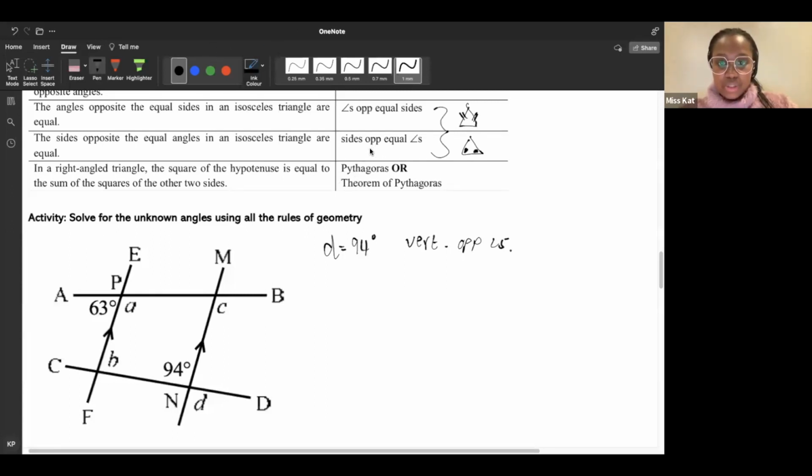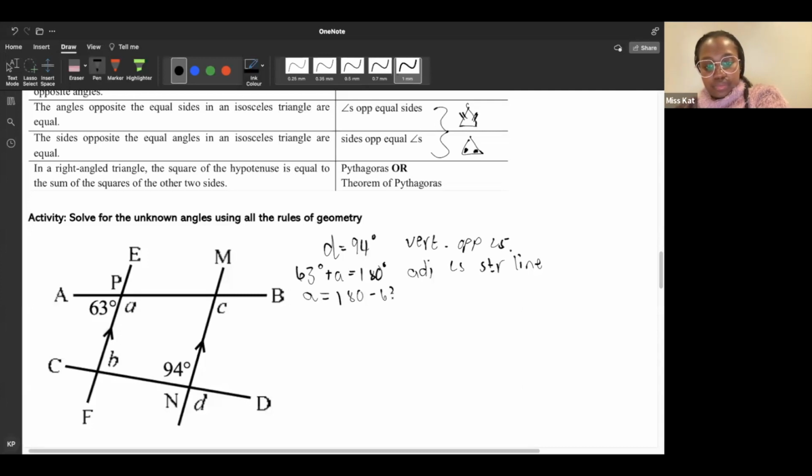Okay. Let's see. Emmanuel's hand is up. Emmanuel. Hi, ma'am. Ma'am, I'd like to do A. Okay, let's do A. So 63 degrees plus A equals 180 degrees. Reason being, adjacent angles on a straight line. Nice. And we're going to say A equals 180 minus 63. And then A is equal to 117 degrees, ma'am. 117, is that what you said? Yes, ma'am. There we go. Thank you very much, Emmanuel.